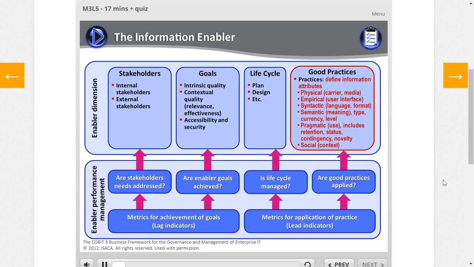The diagram on the screen shows the COBIT 5 enabler model applied to information. You can see a number of practices that are specific to this enabler. We'll look at these in detail during the lesson. An information enabler guide, similar to the Enabling Processes Guide, is under development. You can use the ISACA website to check on its availability.